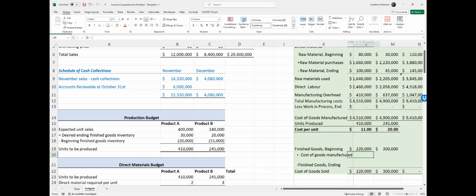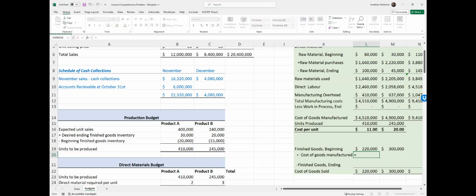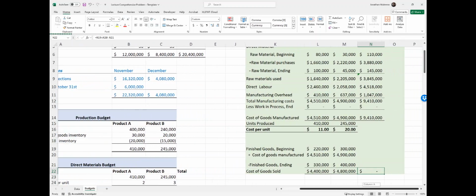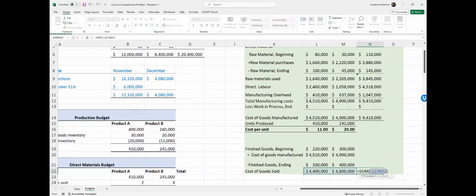Our cost of goods manufactured, we calculated that up here, so we'll add those. And then we will subtract our finished goods inventory: 30,000 units, each at 11, and then for product B, 20,000 units, each at 20. So that's our cost of goods sold. So for the total, our cost of goods sold was 9.2.